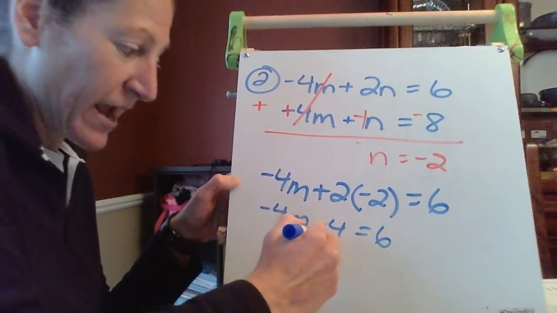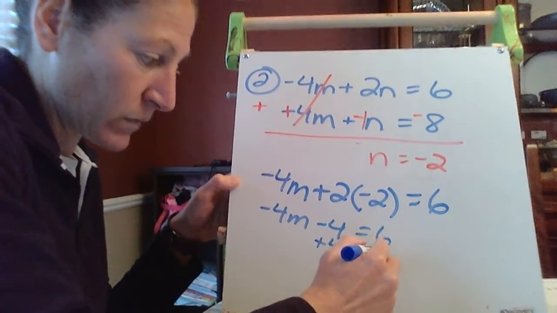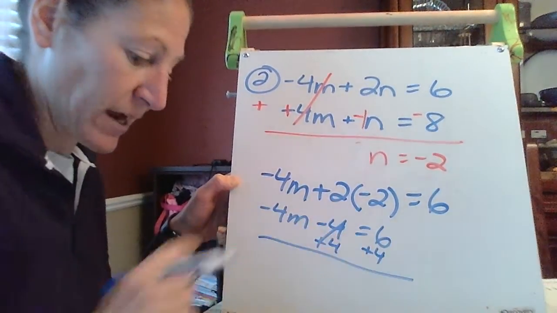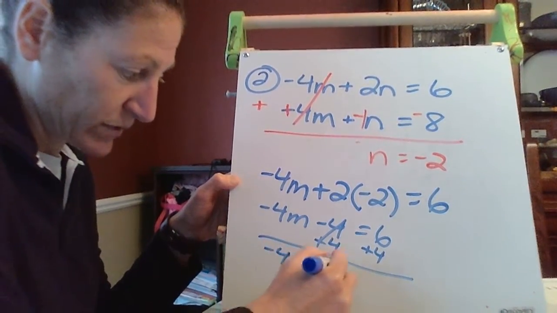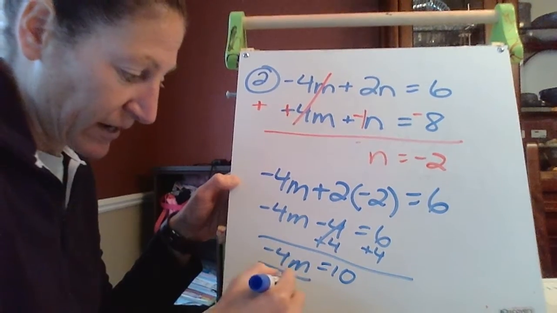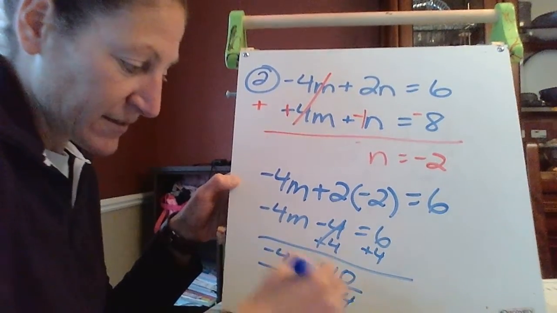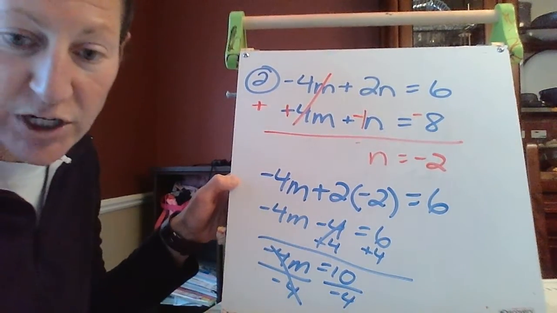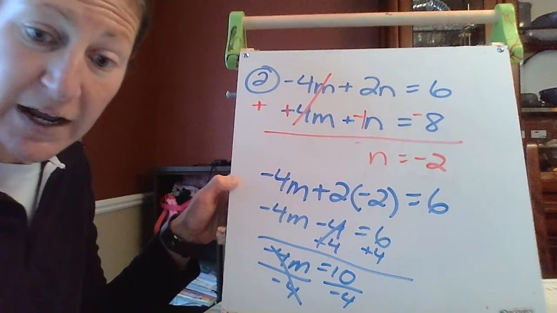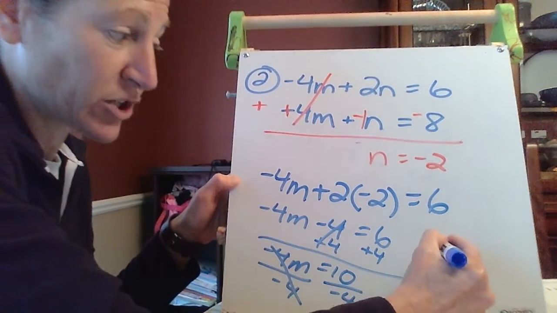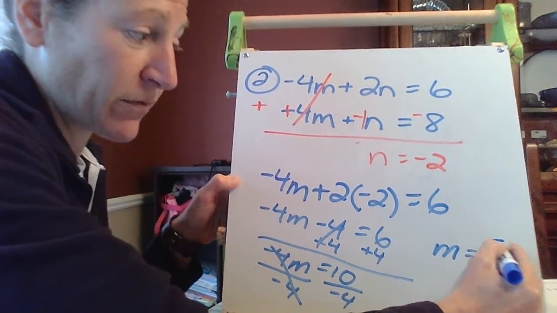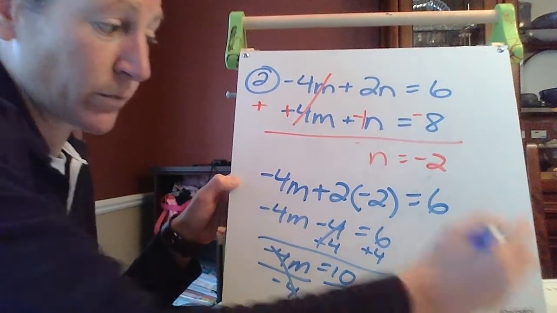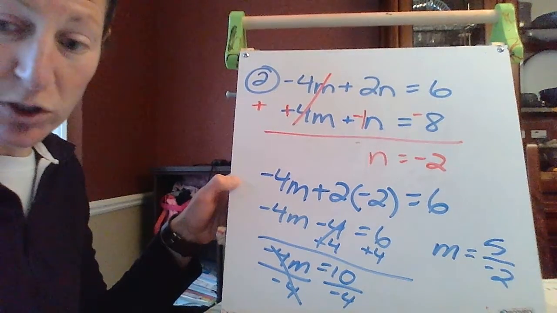2 more steps, add the 4, cancel that out. Negative 4m comes down, equals 10, and we divide by negative 4. Well, that's not a very nice number. It's a fraction. You can either leave it as 10 over negative 4, or you can reduce your fraction. M equals, if we divide both of those by 2, 5 over negative 2. And now I have my solution.